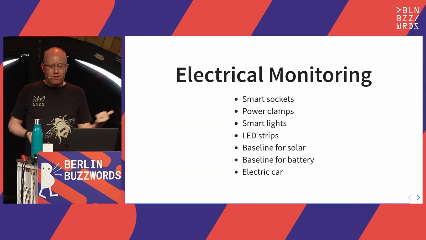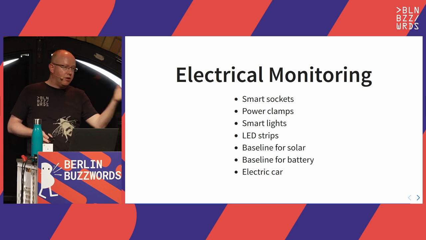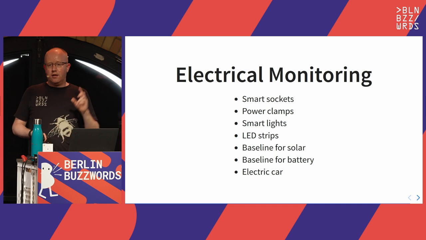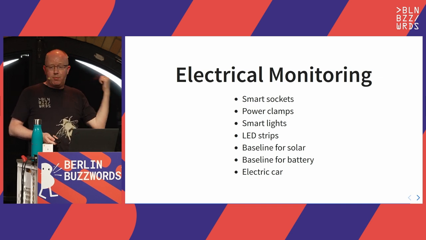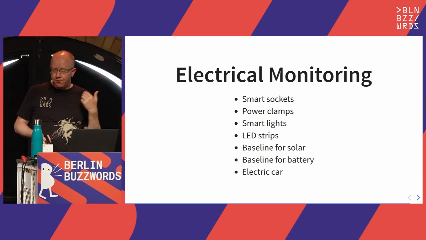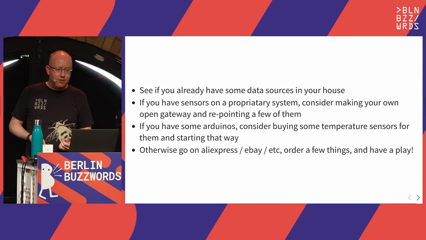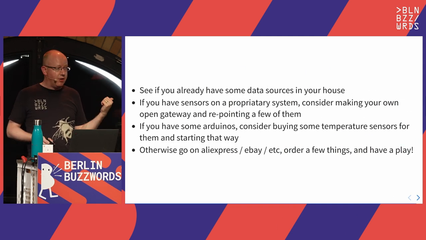but this gives you the baseline to make those changes. For electrical, you can maybe get some smart sockets, get some little power clamps, and then you can monitor how much your cooker's using or your fridge is using. You can switch things on and off. And then if you're thinking about getting an electric car, again, you can get a baseline, how much is your house using. You can then pick the right tariff.